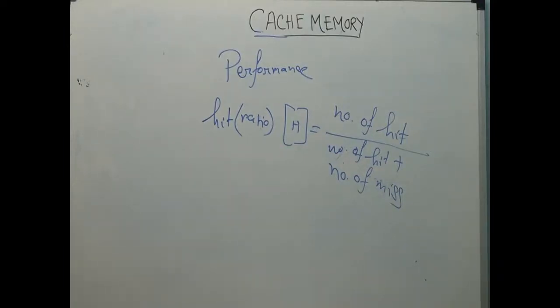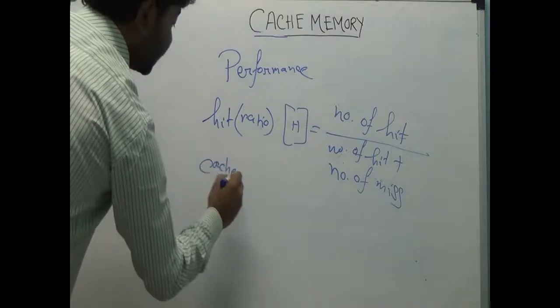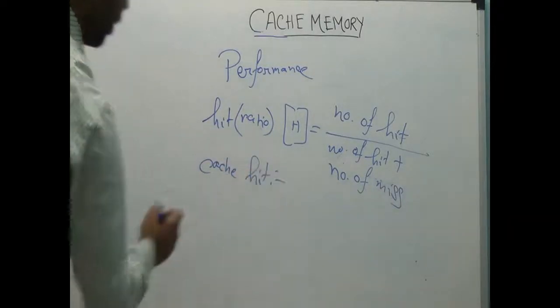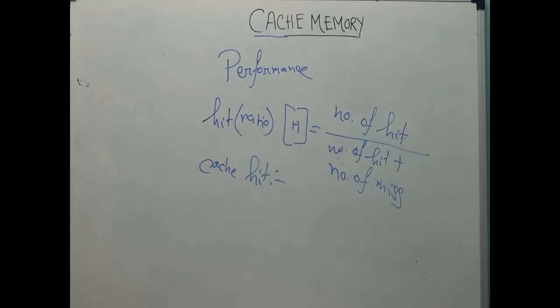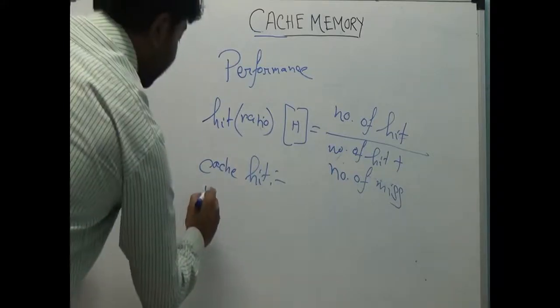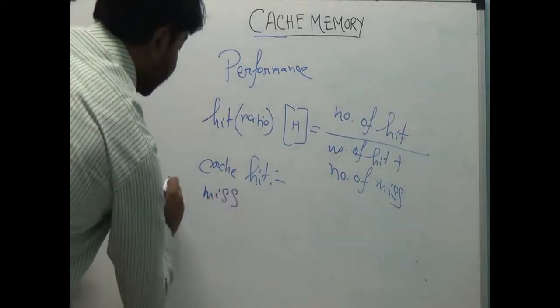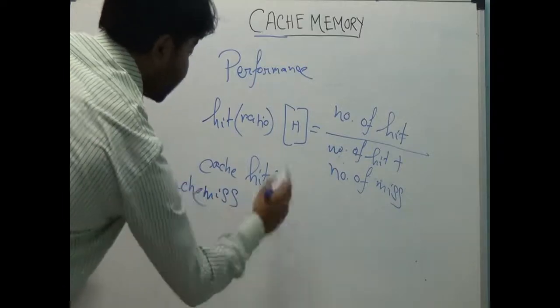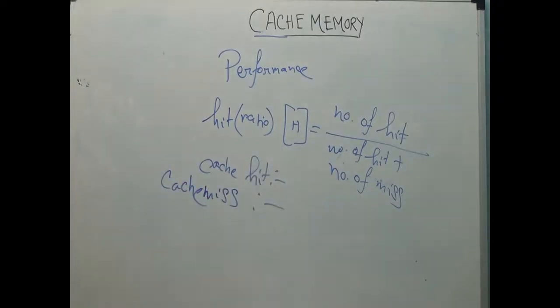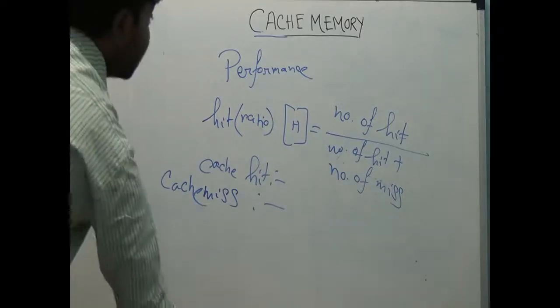Next question is what is cache hit? When the CPU refers to main memory and finds that word or data in the cache memory, then it is called cache hit. Then what is called cache miss? When the CPU refers to data or word and it is not found in the cache, then it is called cache miss. So we get the two definitions of cache hit and cache miss.